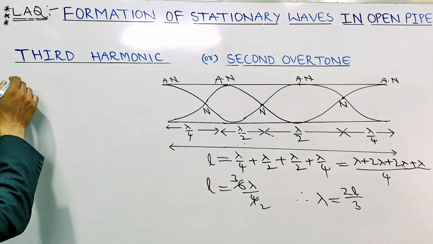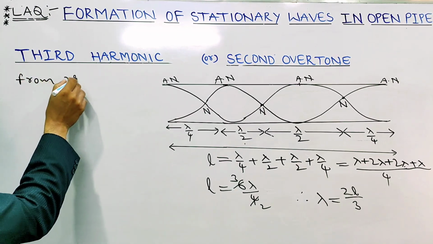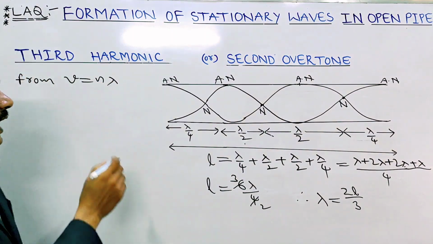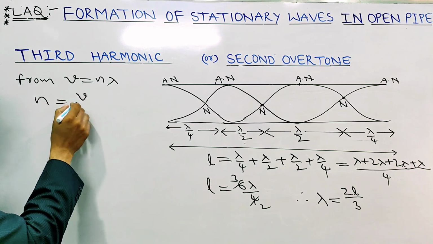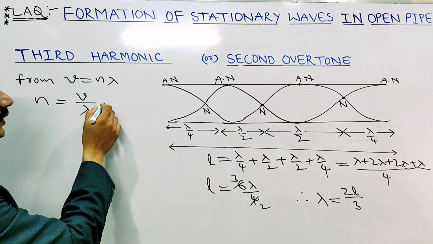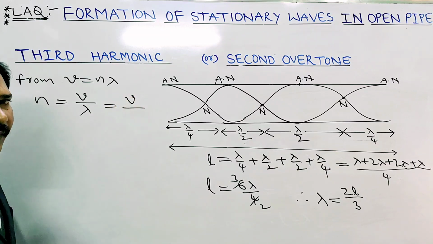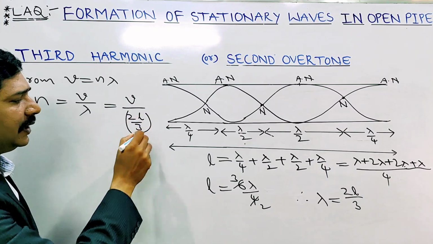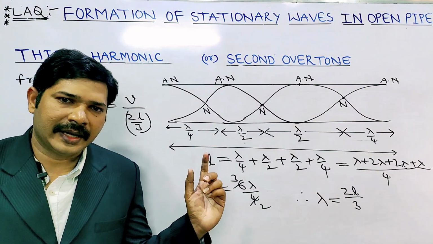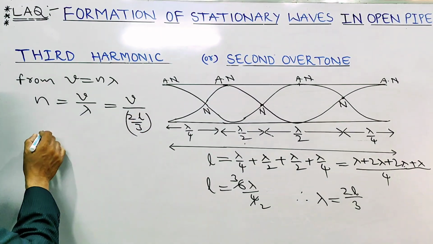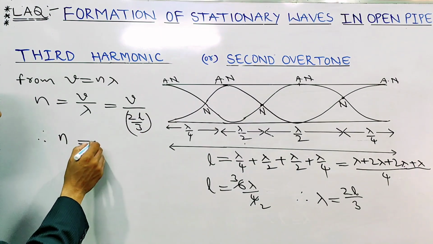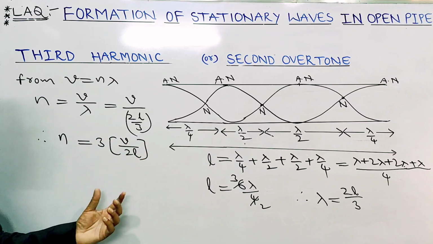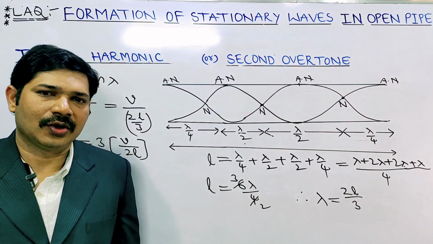Same from v equal to n lambda formula, v equal to velocity of sound. N equal to what? V by lambda. Substitute the values: V we are keeping, lambda value we got 2L by 3. This 3 is in the denominator of the denominator, so we can shift it to the numerator. Therefore, N is equal to 3 into v by 2L. V by 2L is what? Fundamental frequency in open pipe.